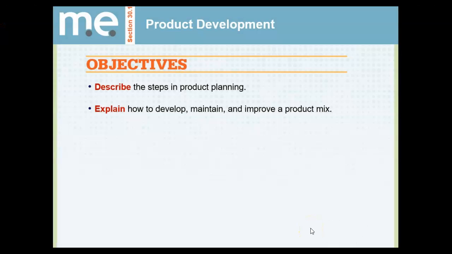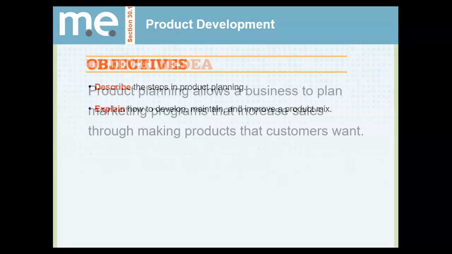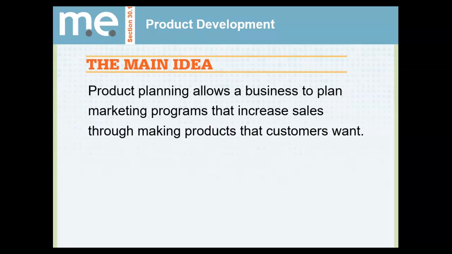This is going to serve as your chapter 30.1 lecture, and we're going to go into product development and product planning and how companies think about their entire product line. So, two steps here, and it's not too much: we're going to describe the steps in the product planning process and then how to develop, maintain, and improve your company's product mix.